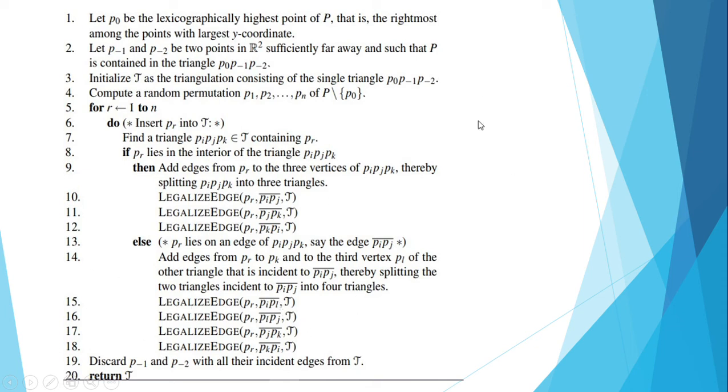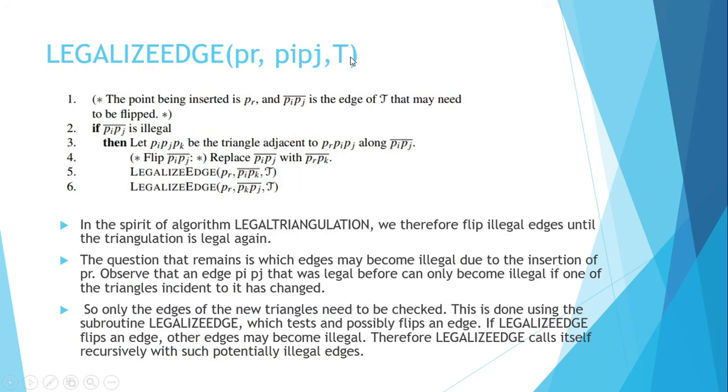After the loop is over, we will get a triangulation which is a Delaunay triangulation, which is an angle optimal triangulation. After that, we discard p1 and p2 with all their incident edges from the original points. So next we are returning to the legalization function. This is the legalization algorithm.